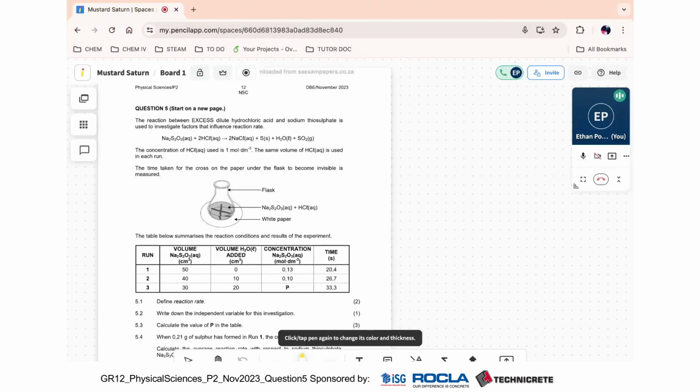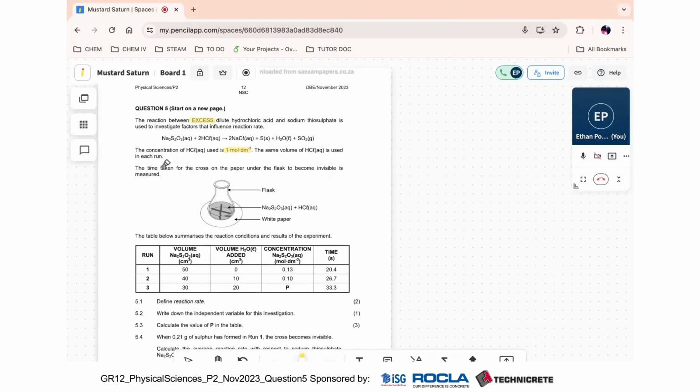So the reaction between dilute excess HCl, excess is very important here, and sodium thiosulfate is used to investigate factors that influence rate reaction. Okay, so we know that this is a question to do with kinetics because we're already talking about reaction rate. So they give us the equation. Carrying on, the concentration of HCl used is 1 molar. Okay. The same volume of HCl is used in each run. All right.